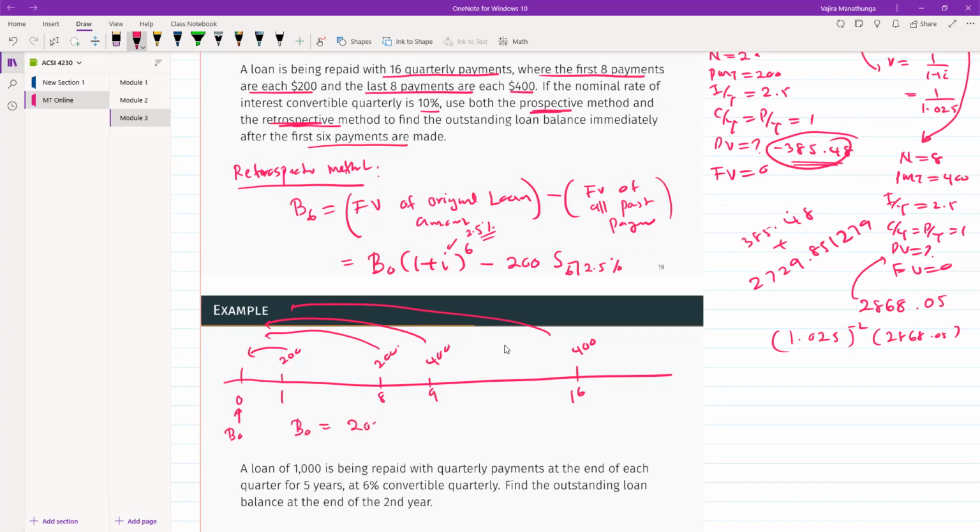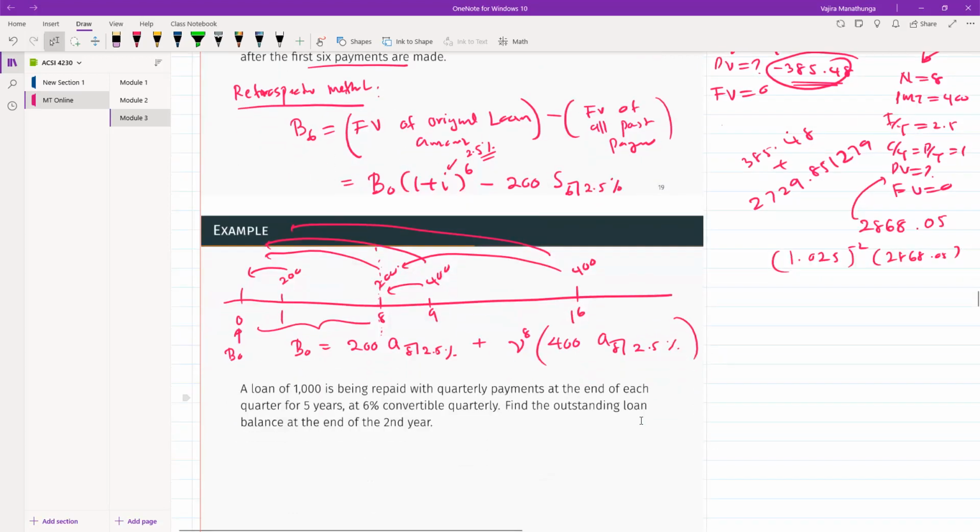So B0 is going to be 200 times a-angle-8, there are 8 payments, under rate 2.5. Then I can take the present value of 400 at time 8, but then I had to multiply it by v to the 8, because you have found the present value of 400 payments at time 8, so you need to bring it to time 0. Let's calculate only this one, then I can use it again here, so I don't have to do the same calculation twice.